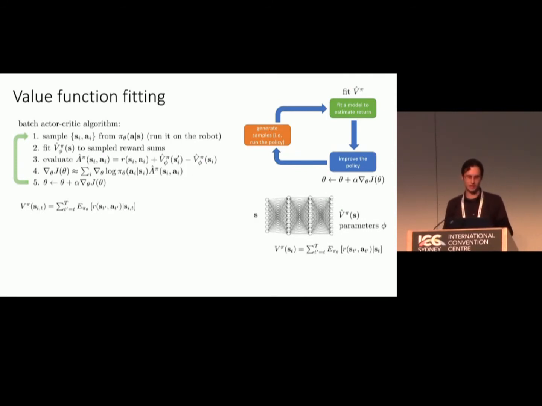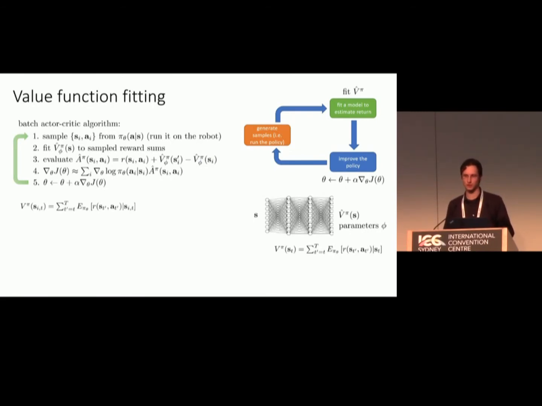But at a high level, here's how the basic batch actor-critic algorithm is going to work. It's called actor-critic because there's an actor, the policy, and there's a critic, the value function, that evaluates that policy. Step 1, you sample some states and actions by running your policy, just like before. Step 2, you're going to fit your value function estimator, and I'll tell you what we can fit it to later. Step 3, we're going to evaluate the advantage as the current reward plus the next value minus the current value. Step 4, we're going to plug that advantage into our policy gradient estimator. And step 5, we're going to take a gradient ascent step just like before.